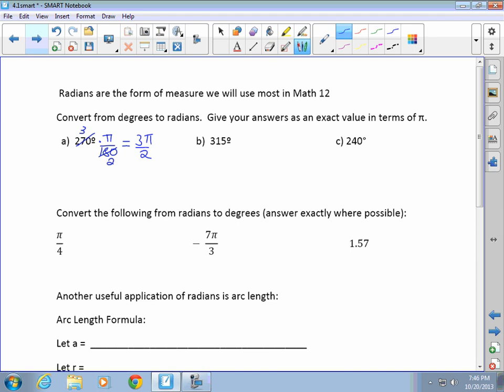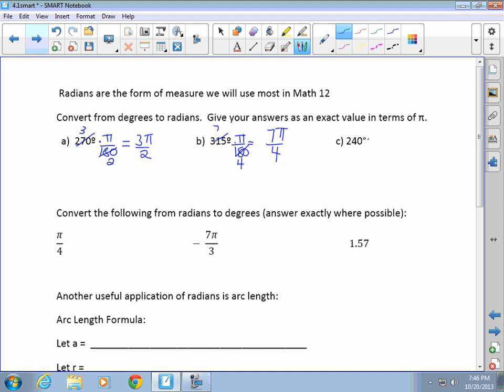315 degrees, if I multiply that by pi over 180, I can divide 45 into both of those evenly. So if I divide this by 45 and this by 45, it goes 7 times into 315 and 4 times into 180. So my conversion would be 7 pi over 4.